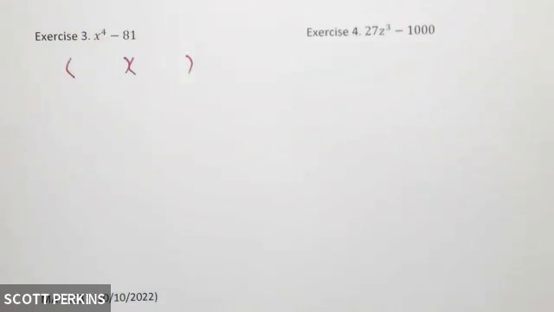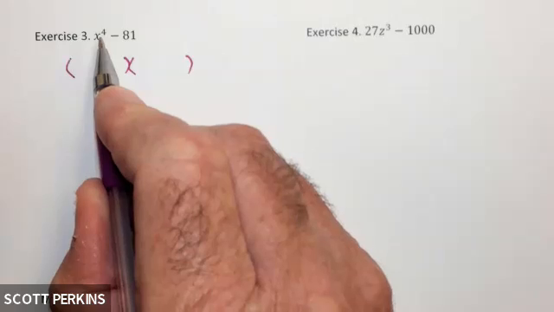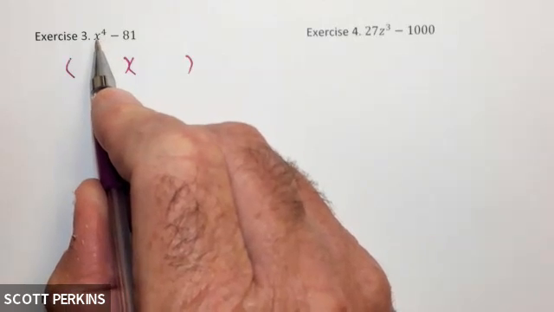When I do my difference of squares, x to the fourth is going to be what two things multiplied by themselves?